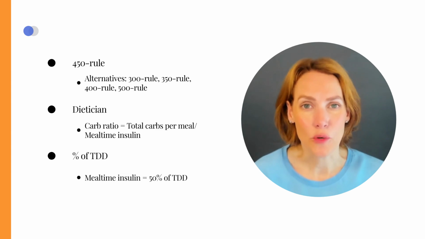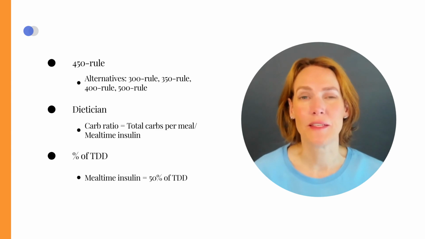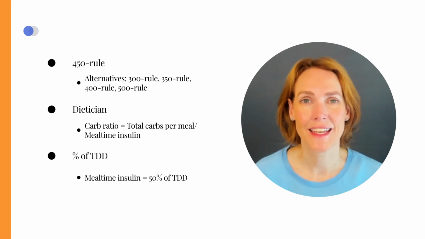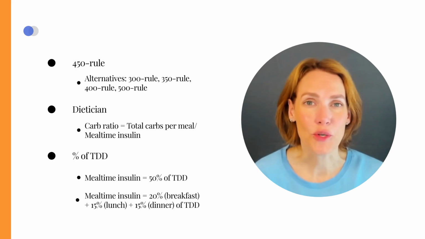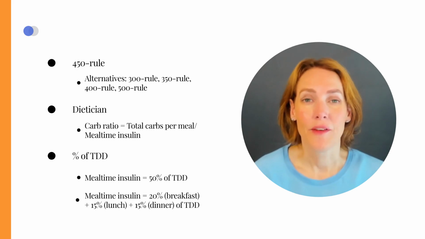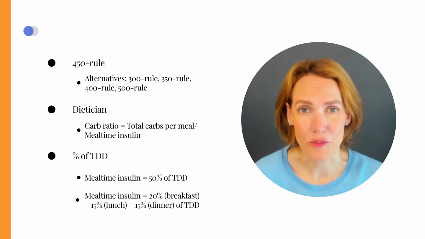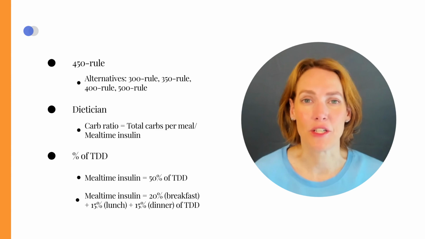In the case of fixed portion meals, it is typically recommended to use 50% of the total daily insulin dose for all meals. Given that more insulin is usually required during breakfast, it can be divided as follows: 20% for breakfast, 15% for lunch, and 15% for dinner.